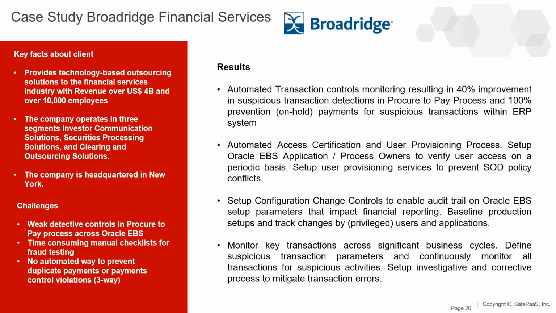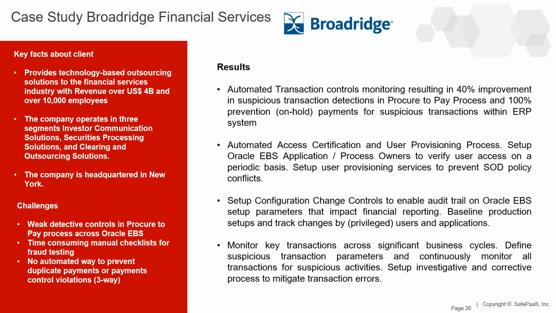As I mentioned at the beginning of the presentation, I've included a case study of a client that I worked with in New York. Some of the challenges that Broadridge had were weak detective controls in their procure to pay cycle. They were doing most of it manually, as we discussed earlier. It was a very time-consuming manual process. It was also reactive, so there were losses recorded in the books, and they brought us in to apply a quantitative approach on top of their existing qualitative approach.